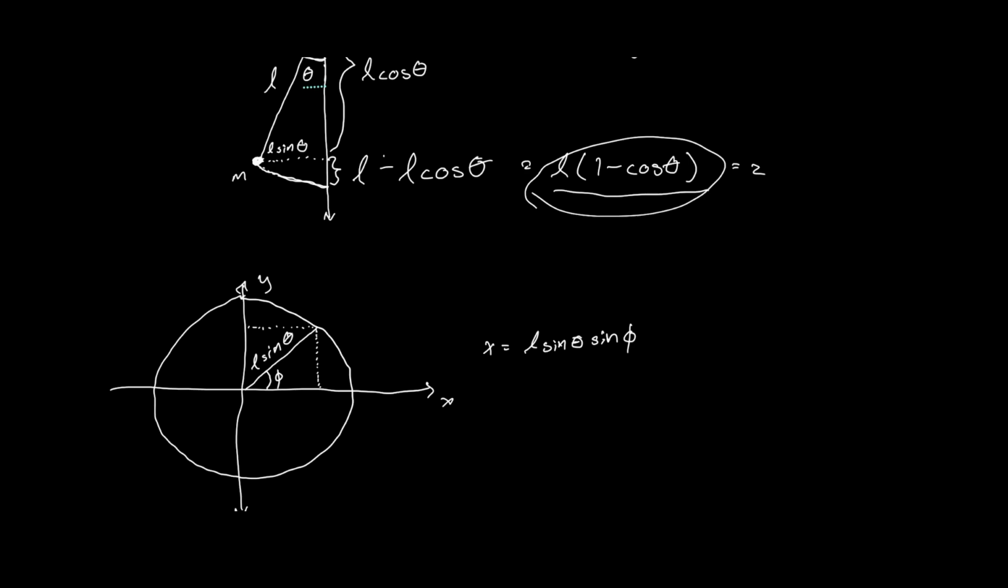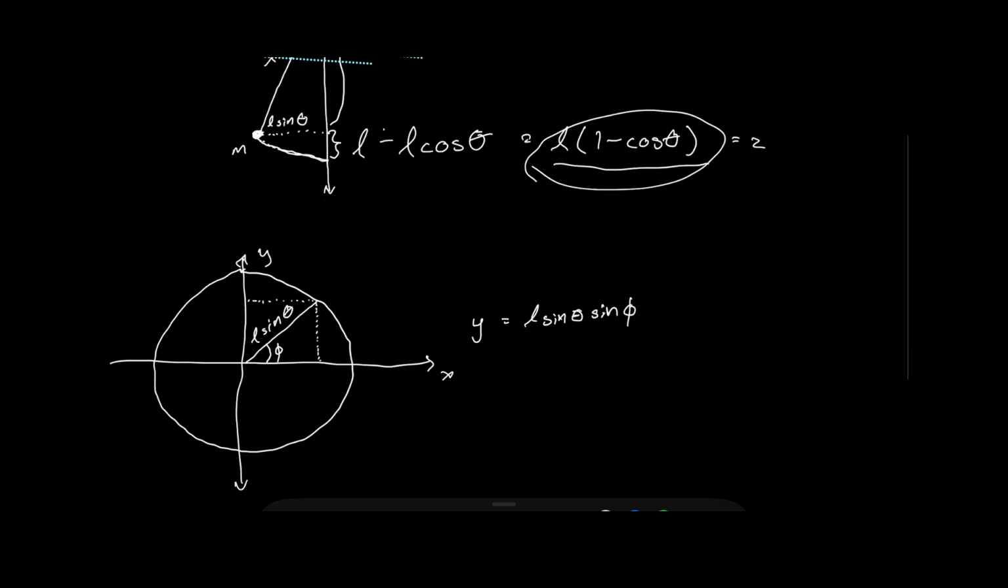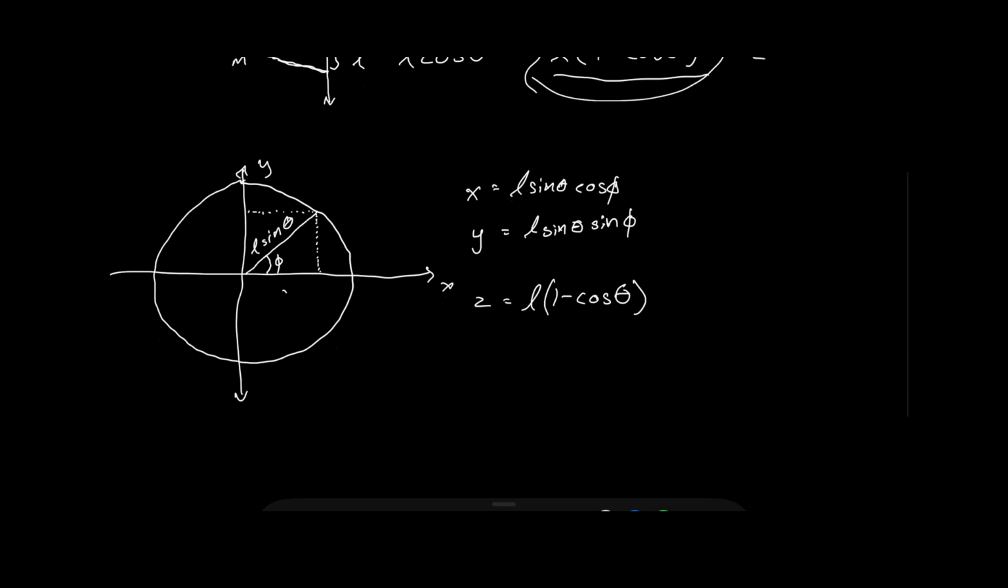I'm sorry. Oh, that's our y. Sorry. Of course. So that's our y. And then our x down here is L sine theta cosine phi. And our z, let's just write it again, is L(1 minus cosine of theta). So that's what we have to do to start this thing.